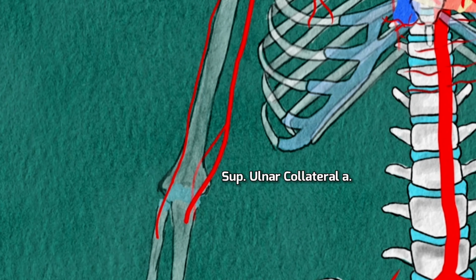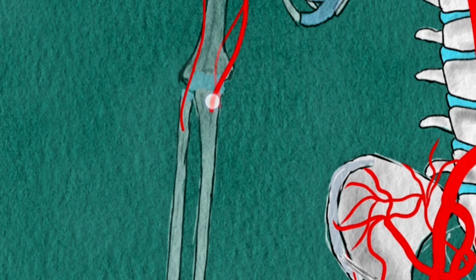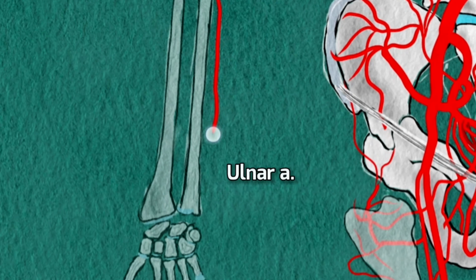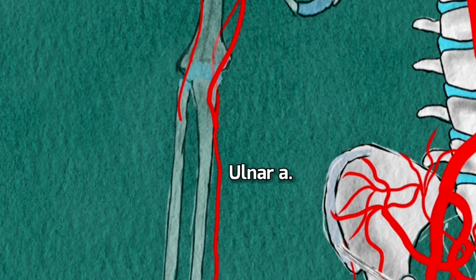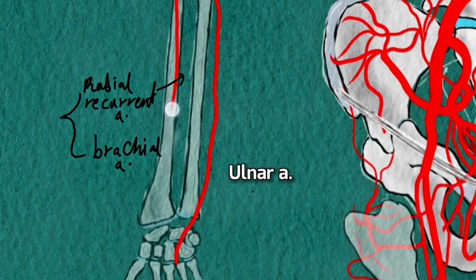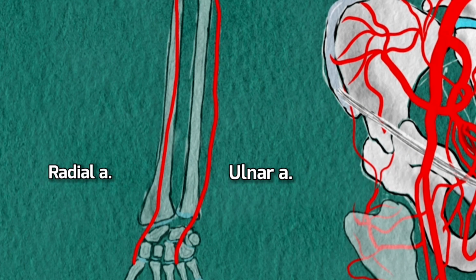Okay, we are nearly done. In the medial side of the forearm, the brachial and superior ulnar collateral arteries join to produce the ulnar artery, which supplies blood to a lot of the anterior compartment of the forearm. On the lateral side of the forearm, the radial recurrent artery joins the brachial artery to produce the radial artery. This mostly helps to supply the blood of the posterior compartment.